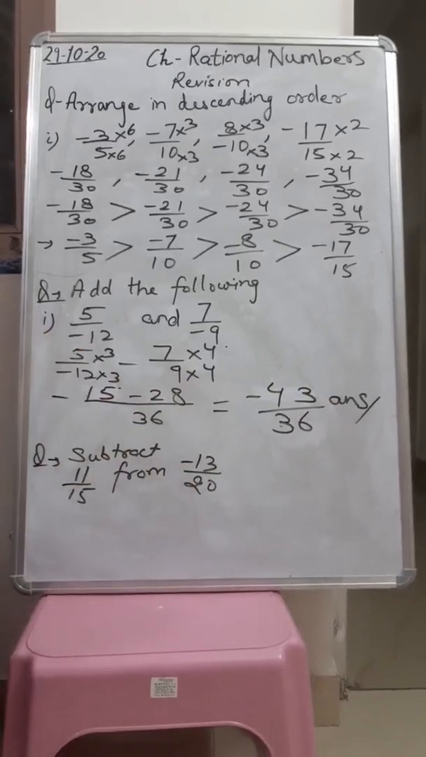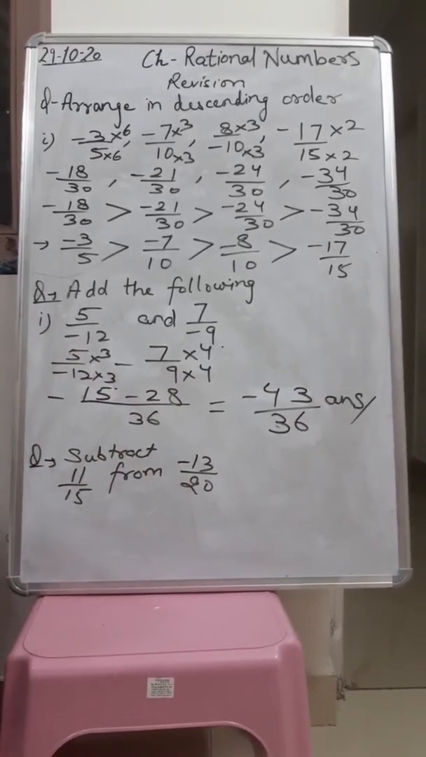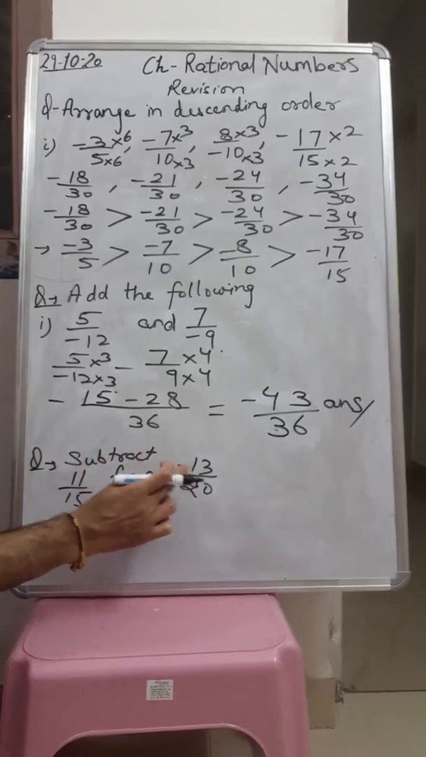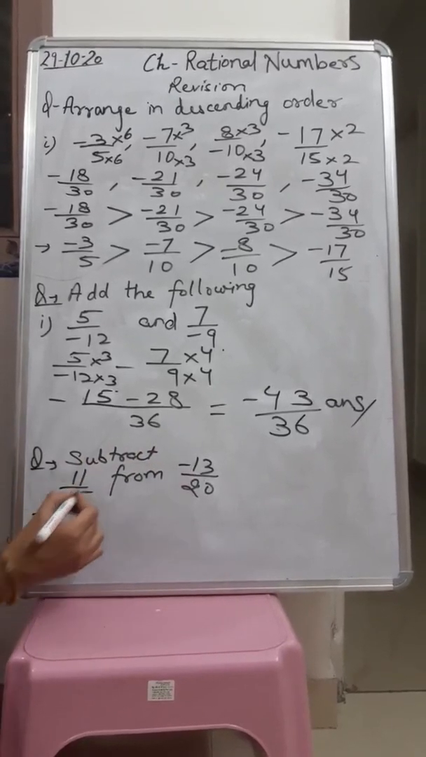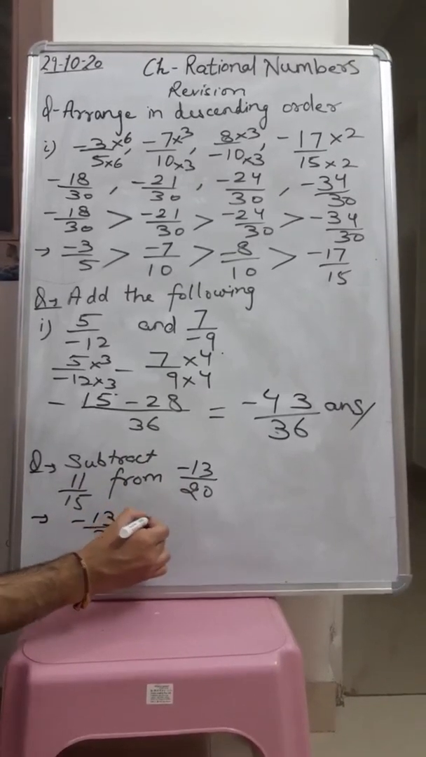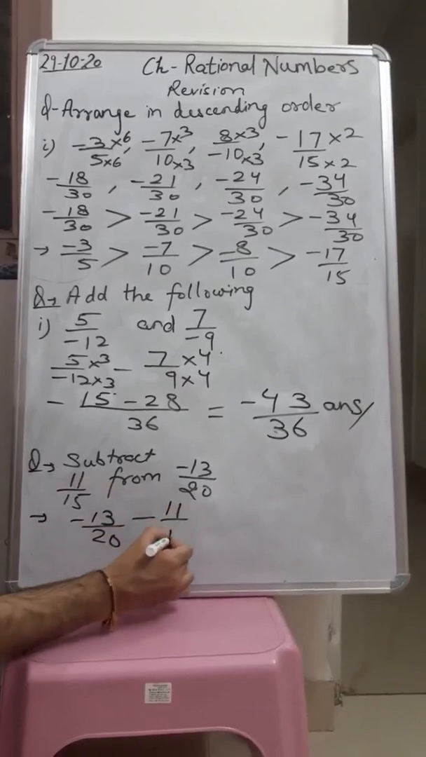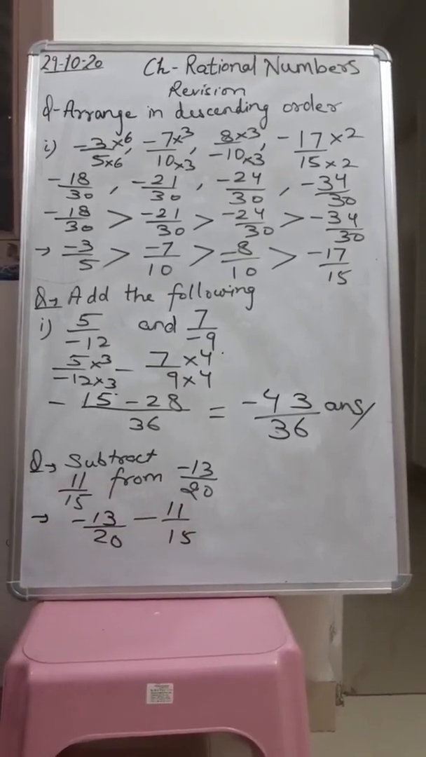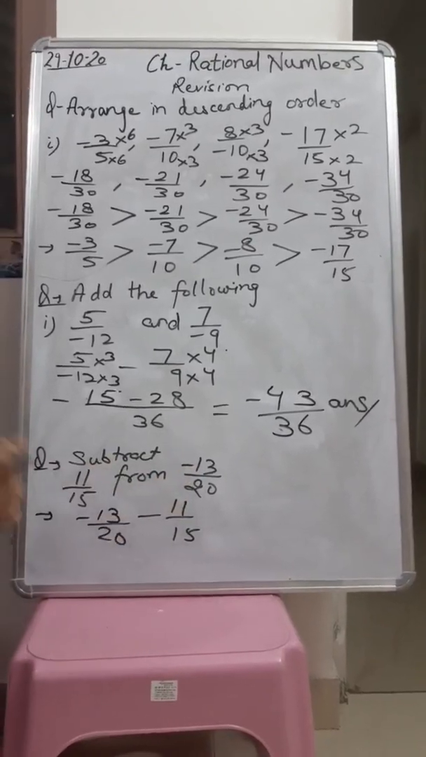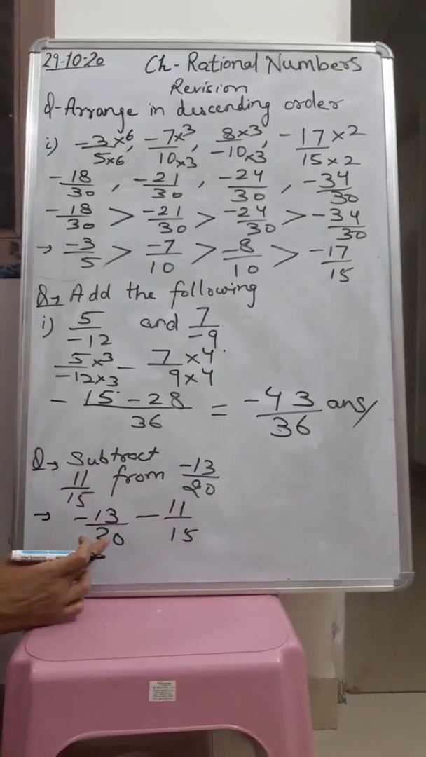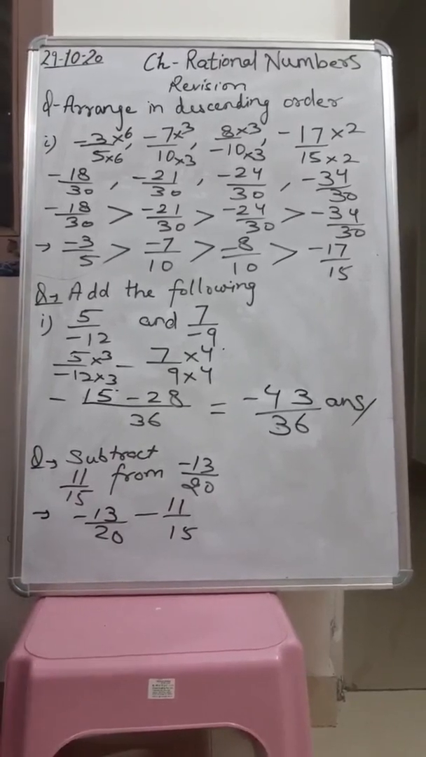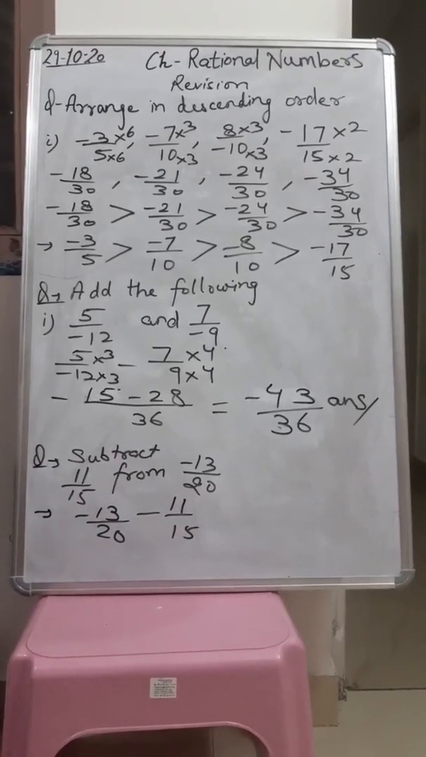In this way we can add. Now the next, here we have to subtract. We have to subtract the first from second. So that means the second will come first, that is minus 13 upon 20 minus 11 upon 15. Here we have to look at the denominators. The denominators are 20 and 15. That means we have to take the LCM of 20 and 15. The LCM of 20 and 15 will be 60.